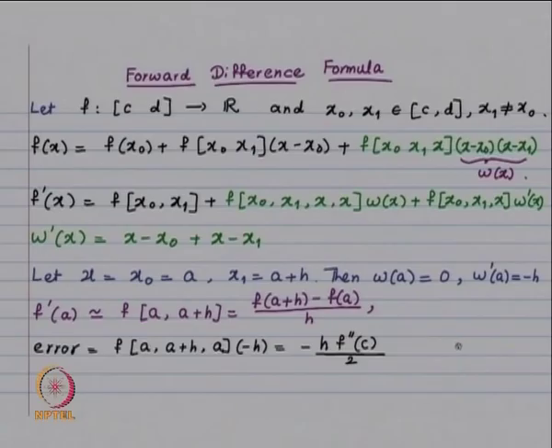So, now, let us look at the case when you choose your two interpolation points symmetrically. So, our points will be a minus h and a plus h, and we will see that in this case the discretization error is going to be of the order of h square. So, for forward difference we had only the error to be less than or equal to constant times h, it will be now less than or equal to constant times h square.